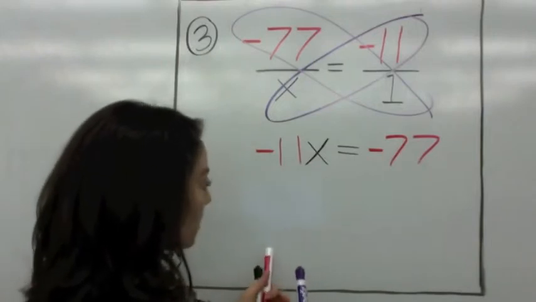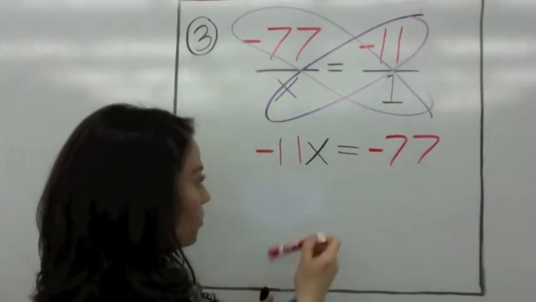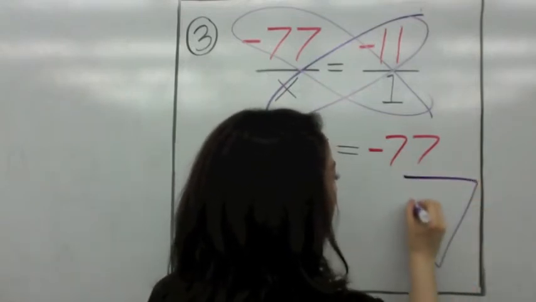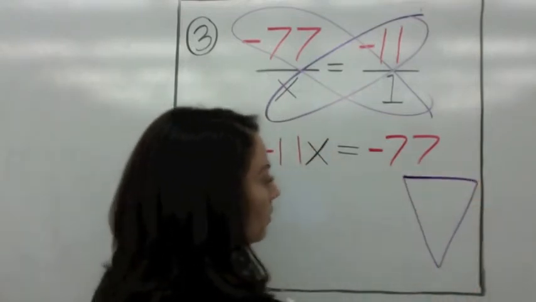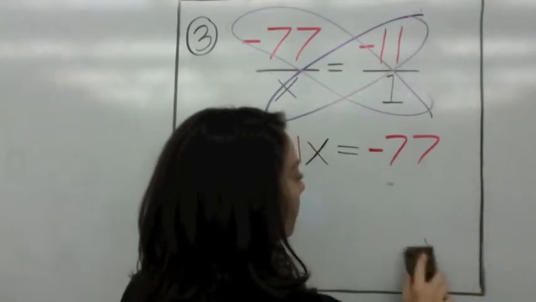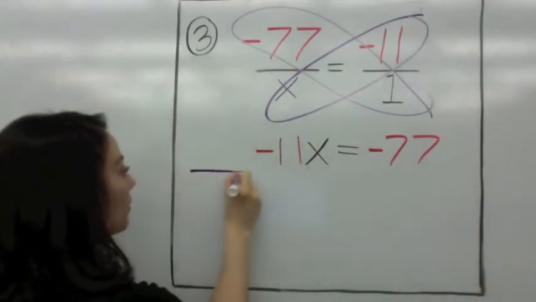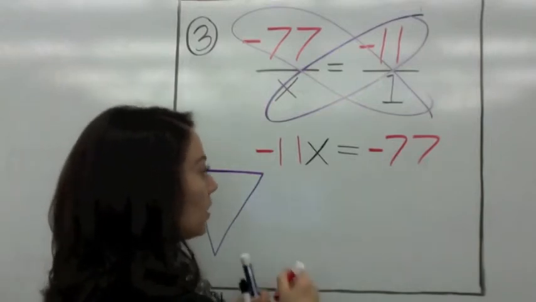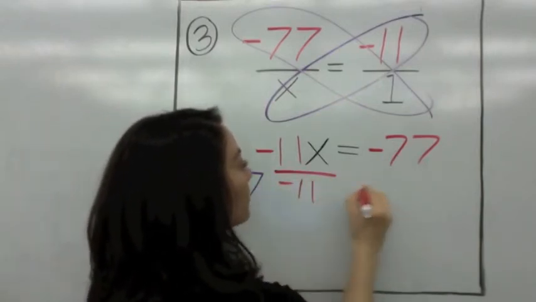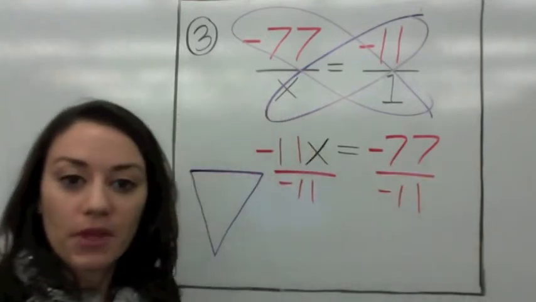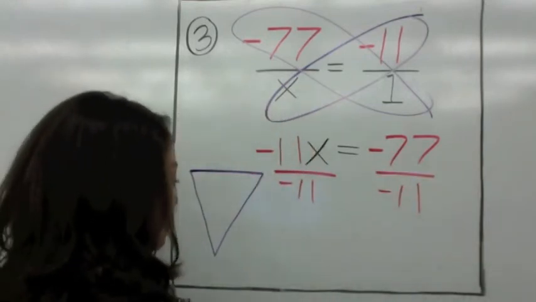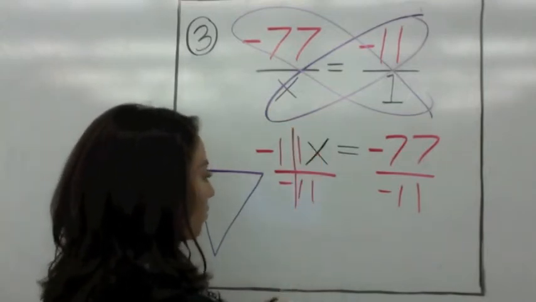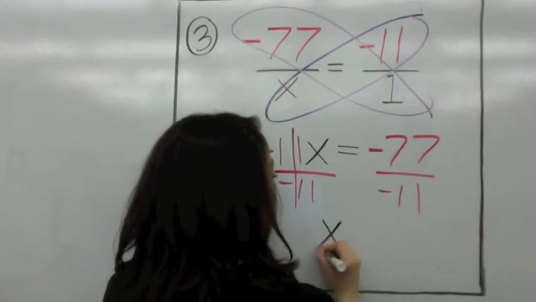Okay. Now how are we going to get x by herself? What are you going to do, people? Actually, I don't want to put Bob there. I'm going to put Bob over here for this problem. Don't freak out about it. Okay, you're going to divide both sides by what? You're going to divide by negative 11. Good job. So negative 11 divided by negative 11 is 1. You're left with x equals.